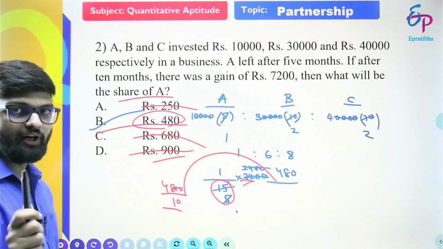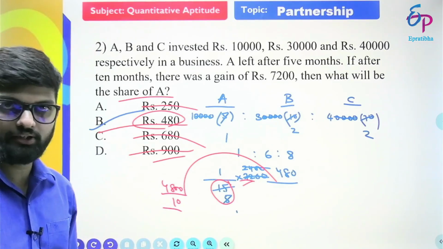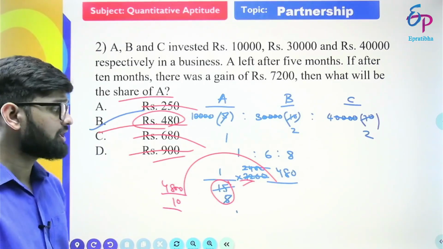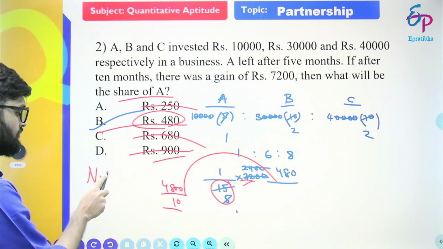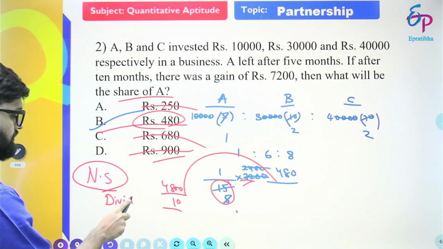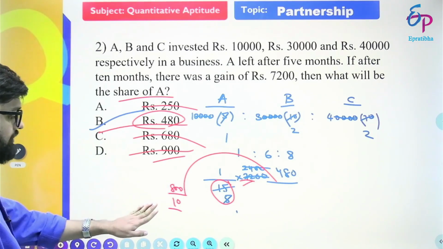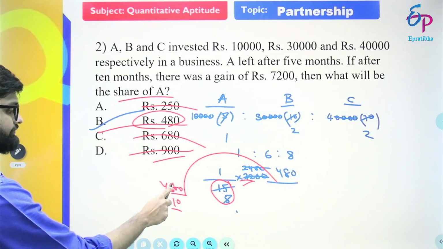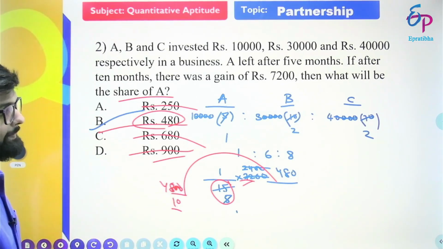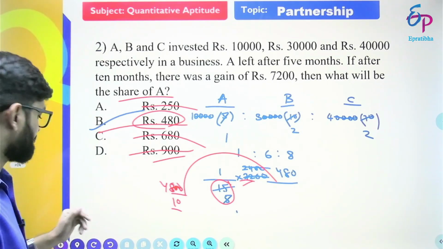If harder level questions are there, and this is an easy calculation, I know. If difficult level calculations are there, you can decide with the divisibility rules. Don't forget to watch this number system concept. In that I have discussed divisibility rules. We went very deep in the last questions as well. So do watch that. Okay. So 480 is the answer for this question.